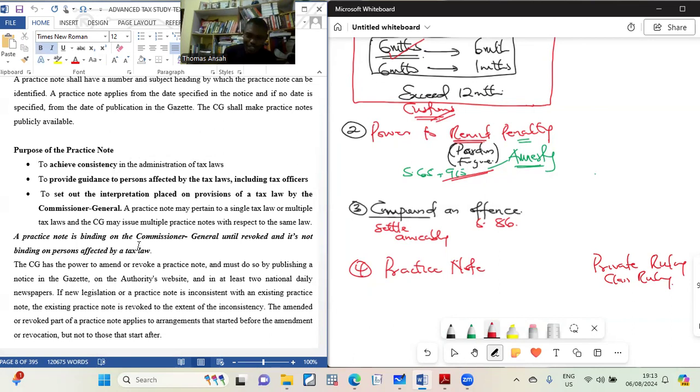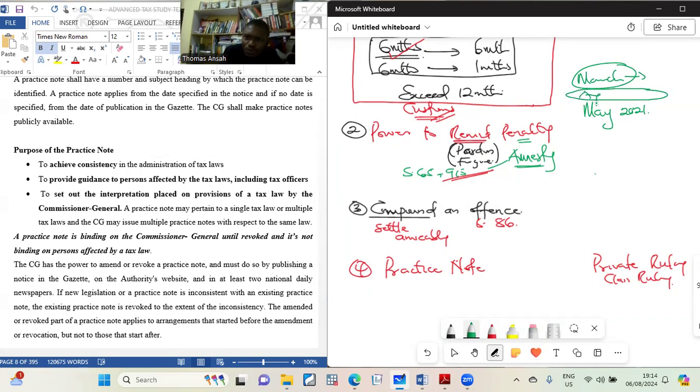Let me give you a typical example of what happened in 2021. Now, in 2021, the GRA issued a practice note on COVID. There was a practice note on COVID-19. The practice note took effect in May 2021. But the law was passed in March. It was assented to by the president in March, which means that it was applicable in April.